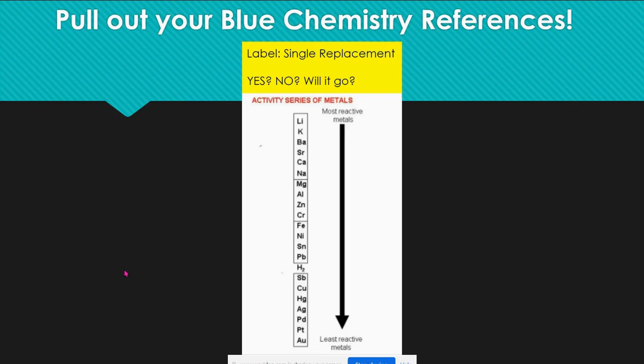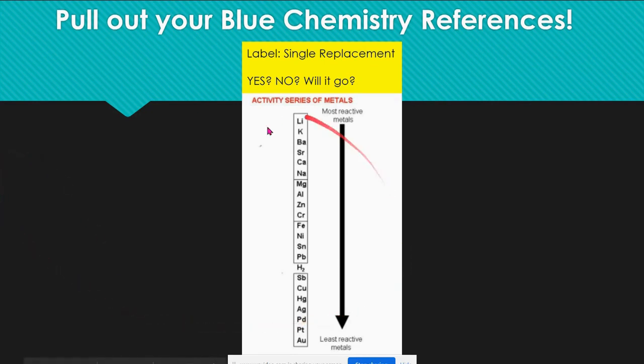And then the next thing you're going to do is pull out your blue reference sheet, because we have an activity series on the blue reference sheet that you're going to need to refer to when doing single replacement problems. Activity series is basically going to be used for you to determine if one substance is more reactive than another. And so the reactivity series on your blue reference sheet goes with single replacement reactions. In other words, you're going to use this and look at it when you're doing single replacement reactions.